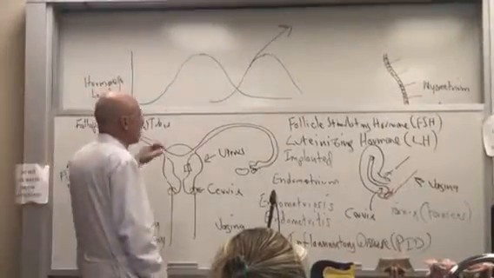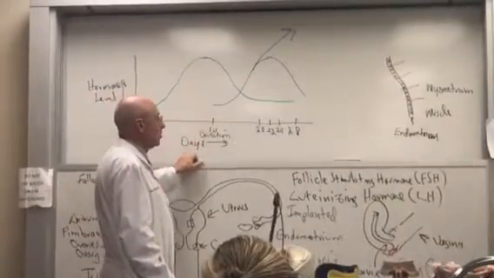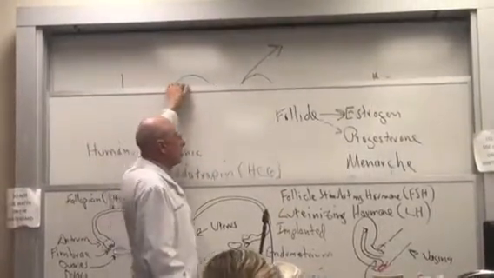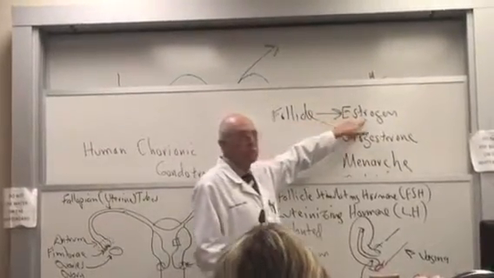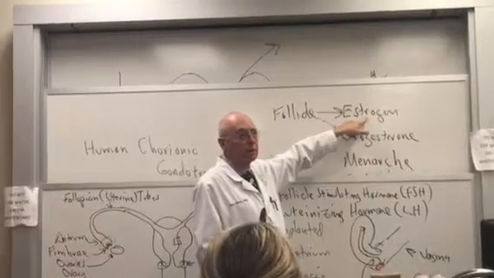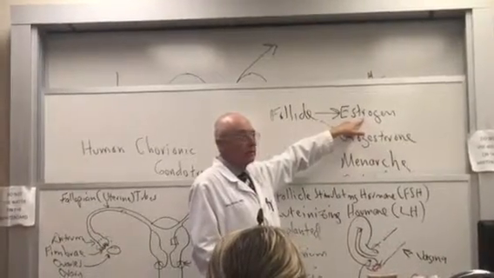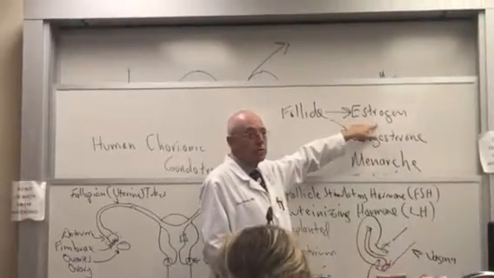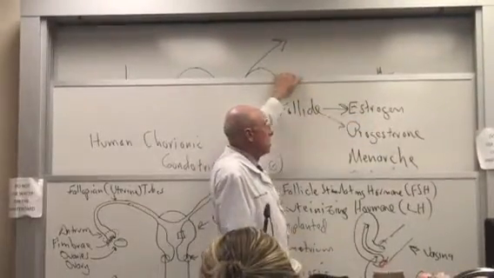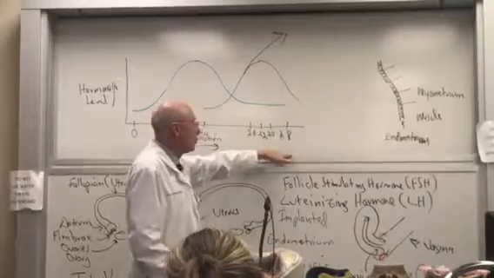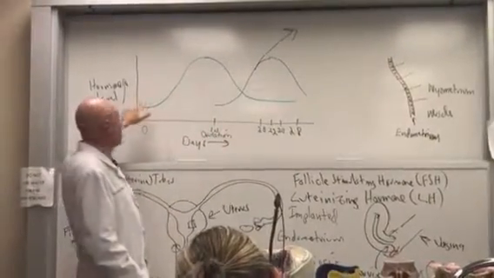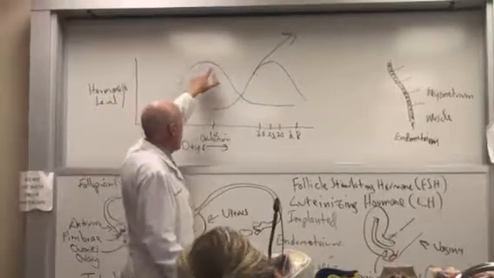Under the influence of follicle stimulating hormone, her follicle is stimulated and it starts to mature. It's maturing an egg. And each follicle has an egg, and it is also producing estrogen. So the estrogen level, which was relatively low, not 0, but relatively low, starts to rise.